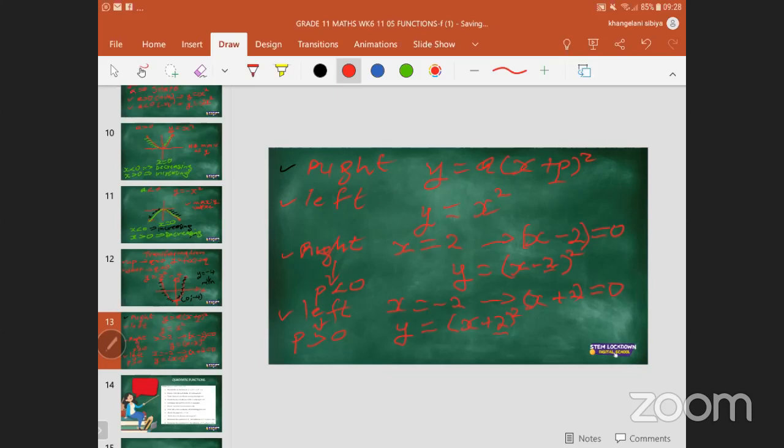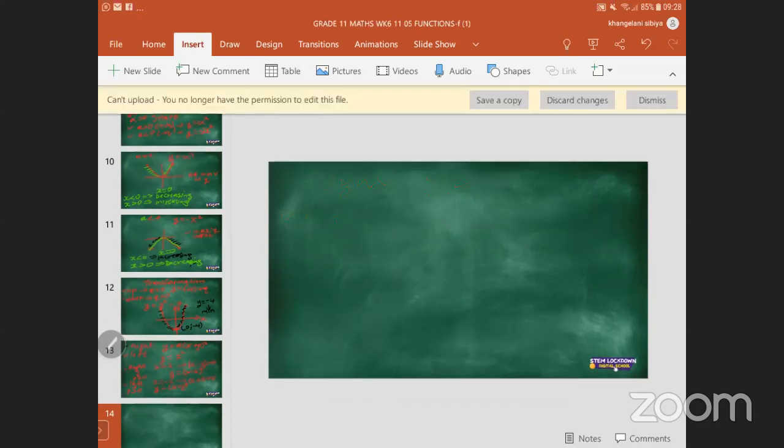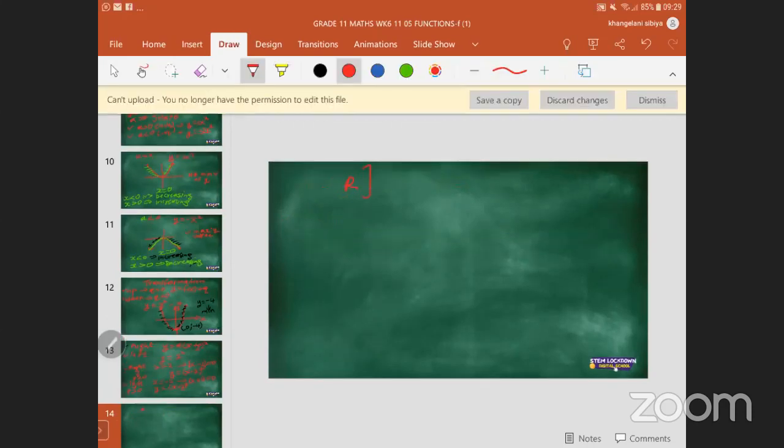Right. Now, let me talk about the last portion, and then we'll shoot straight to our activity because of time. Now, I want us to remind you of what we call a reflection. Okay, this is very important for grade 10, grade 11, and grade 12. Okay, we are now talking about what we call a reflection.